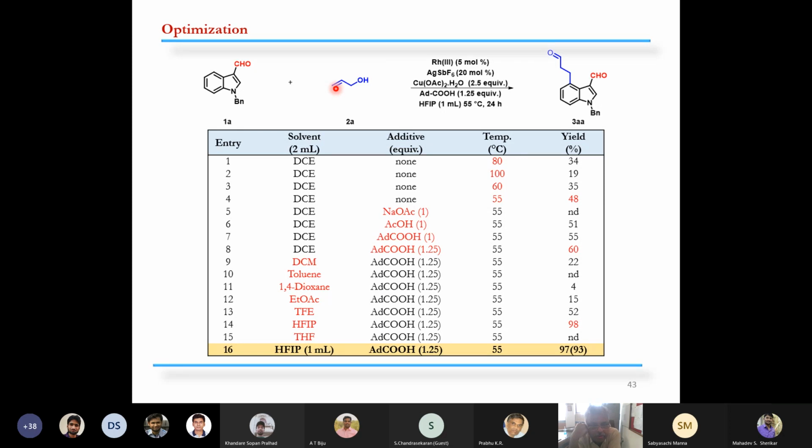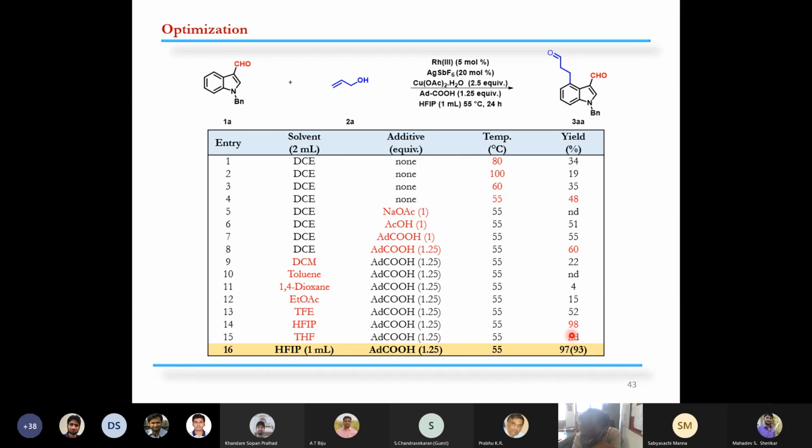But instead of hexafluoroisopropanol, did you try simple isopropanol or something like that? Yes, sir. I tried isopropanol, but isopropanol is not working. But trifluoroethanol is also giving 52%. So polarity is playing a role here, sir. Simple ethanol, methanol, and isopropanol are not giving any kind of product. All three have not given product. Only TFE, a highly polarized solvent, is giving yield, sir.